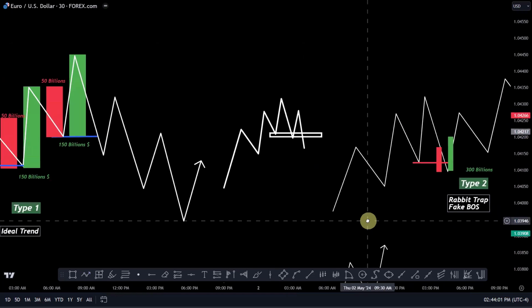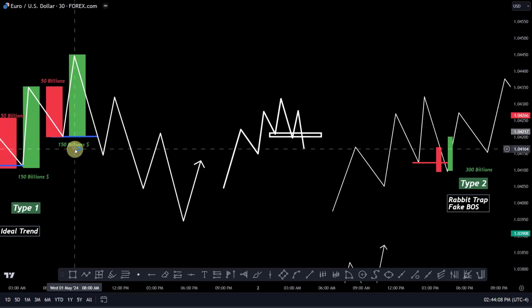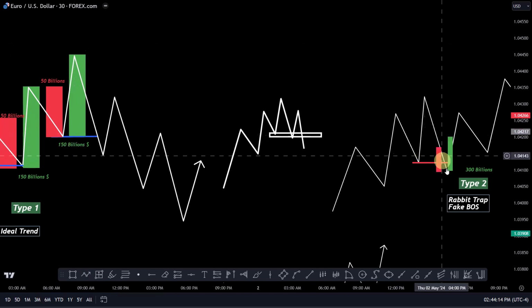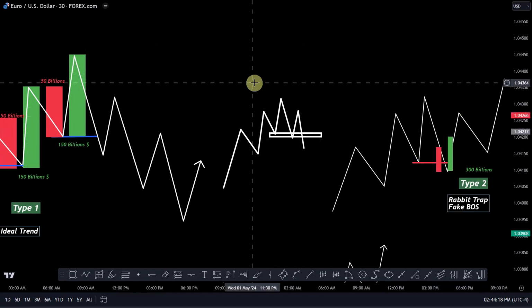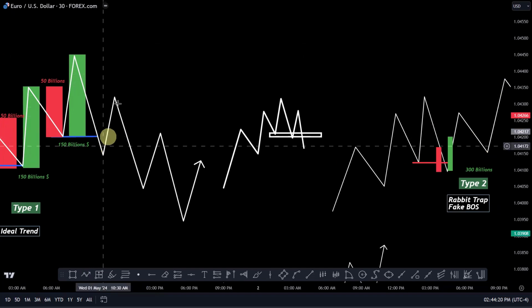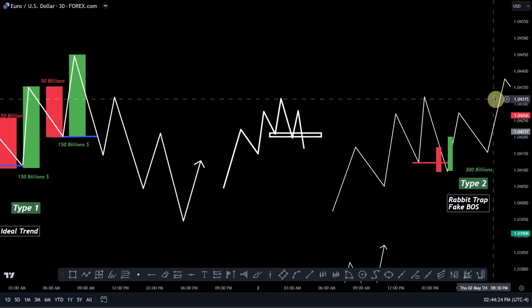if institutes want to open a small position, then they will respect the higher low and then open a small order of $150 billion. But if they want to open a huge order, then they will liquidate the low and still make the price go up. Because sometimes when they break the low, they cause a reversal. And sometimes when they break the low, they cause a fake out and again a continuation of the previous trend.